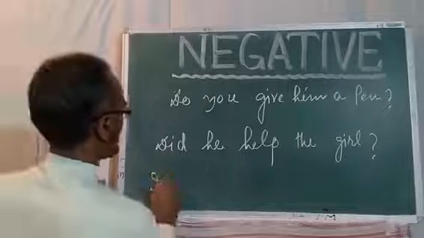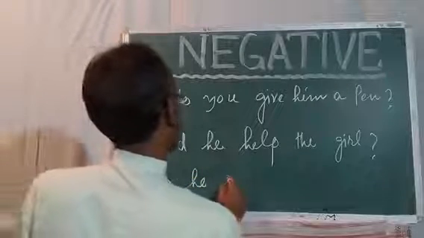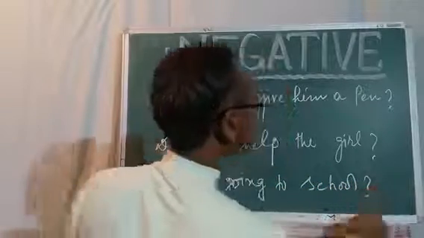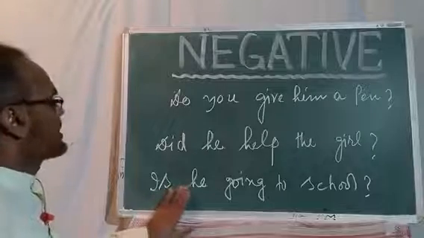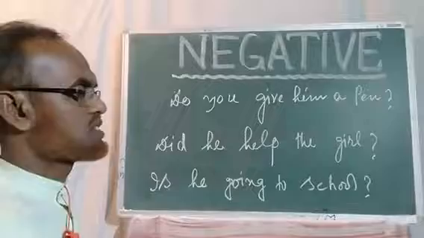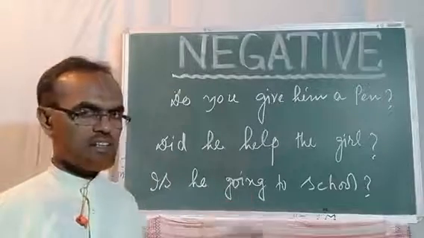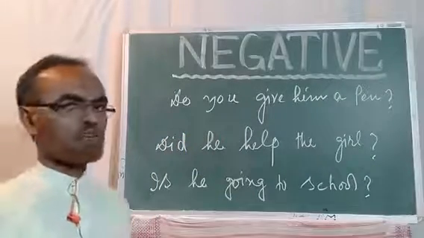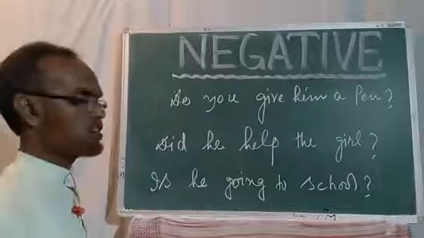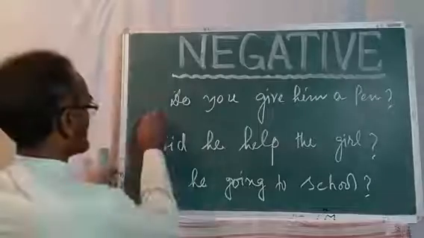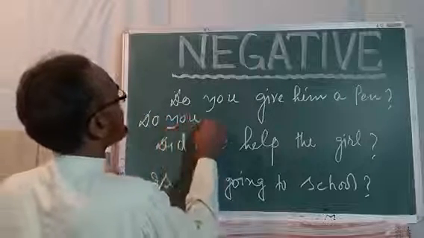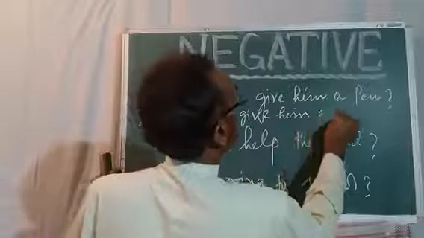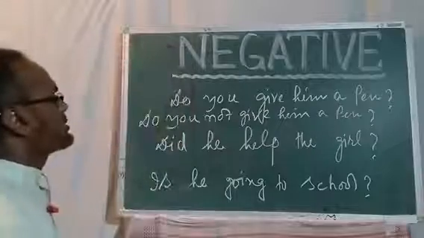Another sentence: is he going to school? Or has he? Like this, there may be many interrogative sentences. If we find this type of interrogative sentence, then to make these sentences interro-negative, we only have to add not just after the subject of the sentence. That is, do you not give him a pen?